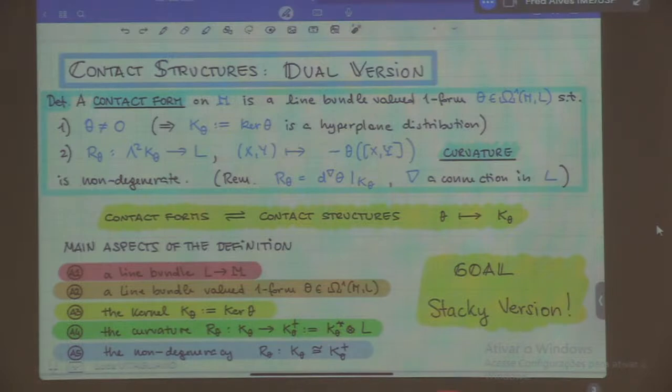Basically, the goal of this talk is to go stacky. I would like to have a stacky definition of what a contact structure is. To do that, I'll follow this strategy: I'll go stacky on every single one of those aspects in order.